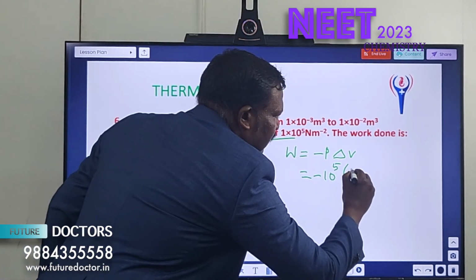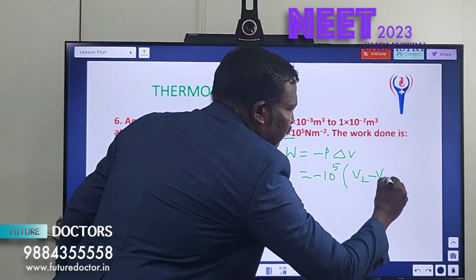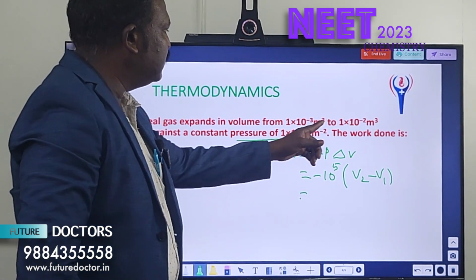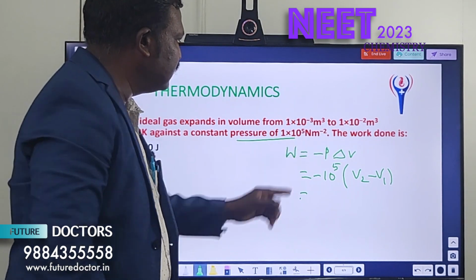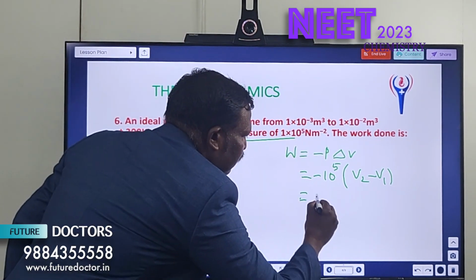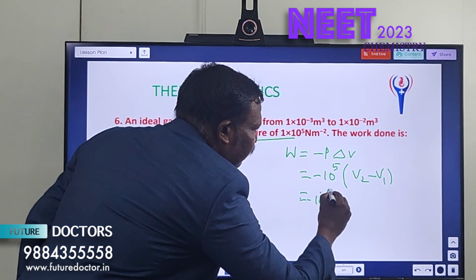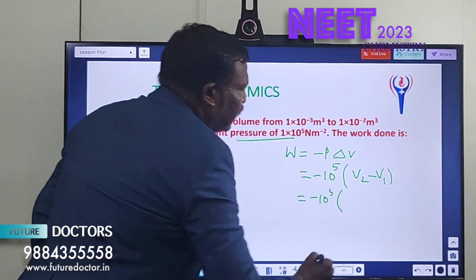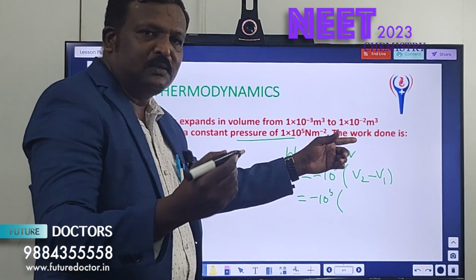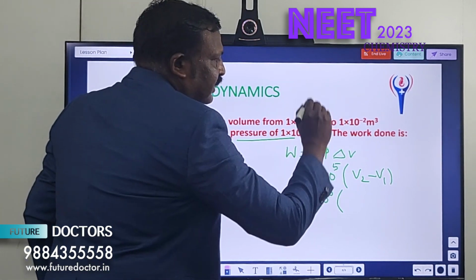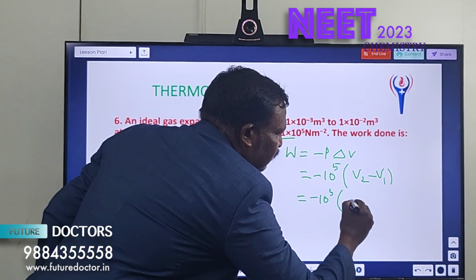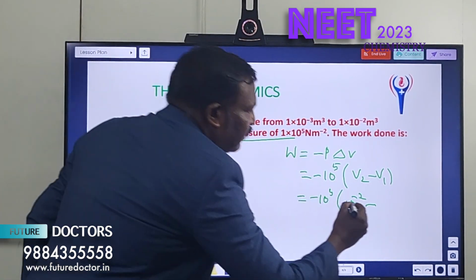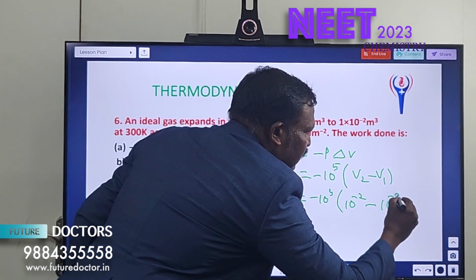Change in volume: final volume minus initial volume. Simply I put minus 10 power 5. Just substitute. This is a simple one. Final volume is 1 into 10 power minus 2. I simply consider it as 10 power minus 2. Minus initial volume, 10 power minus 3. Understood?